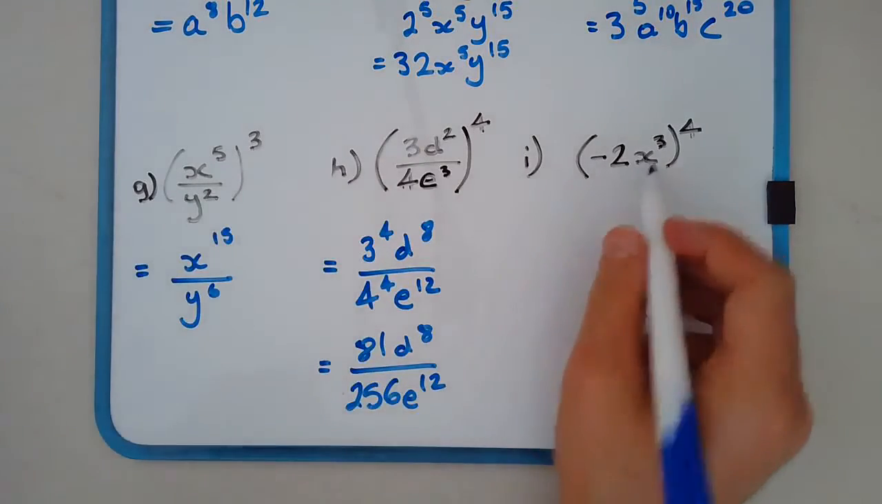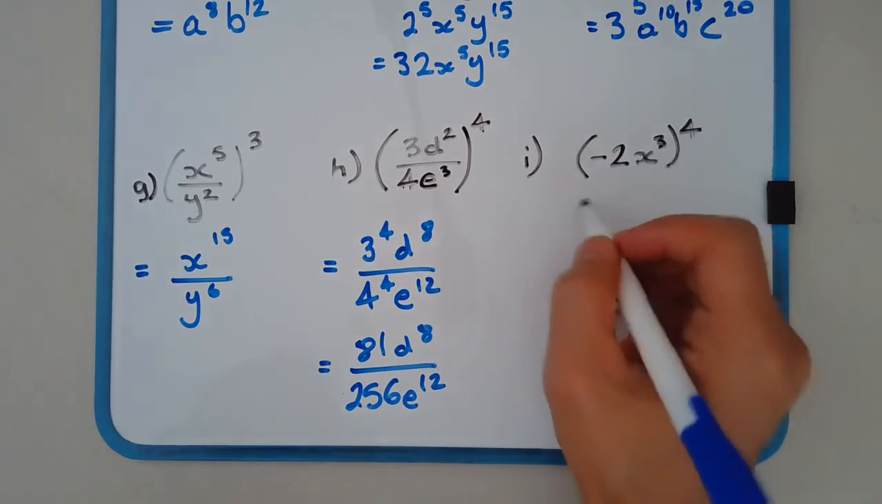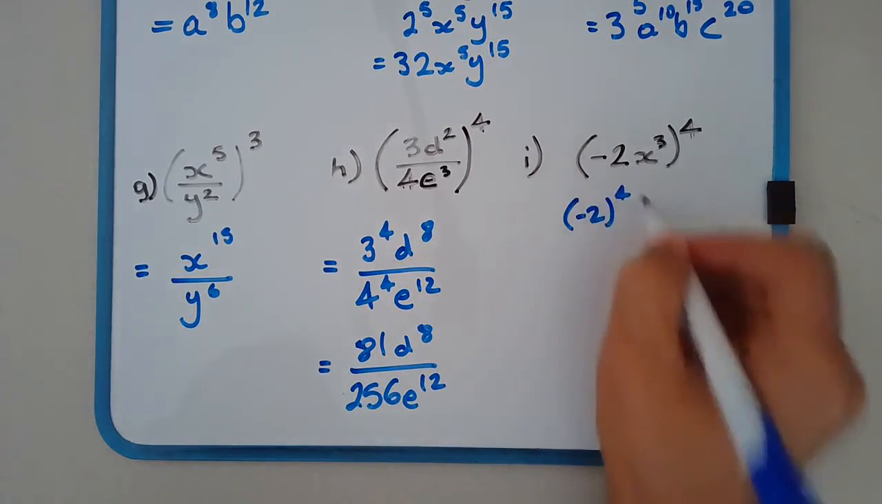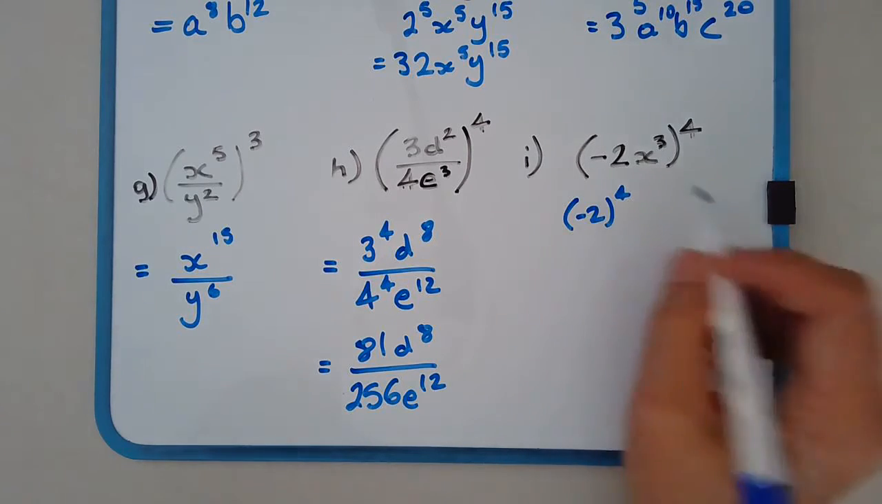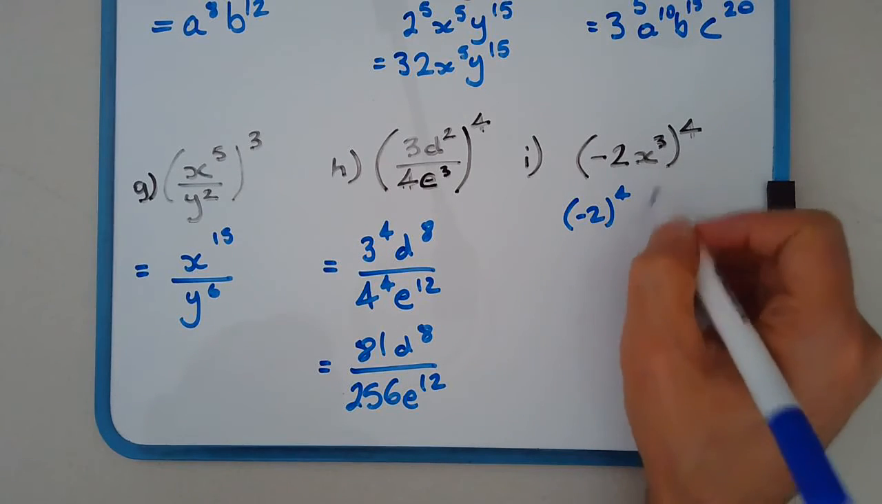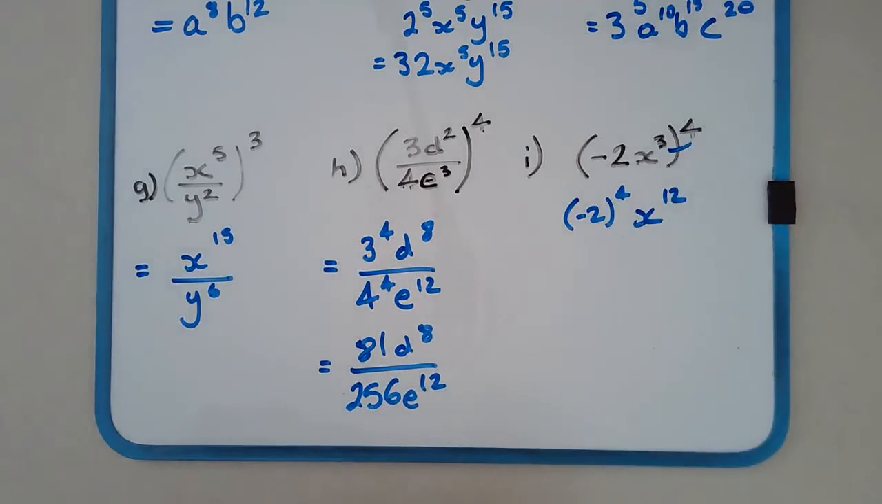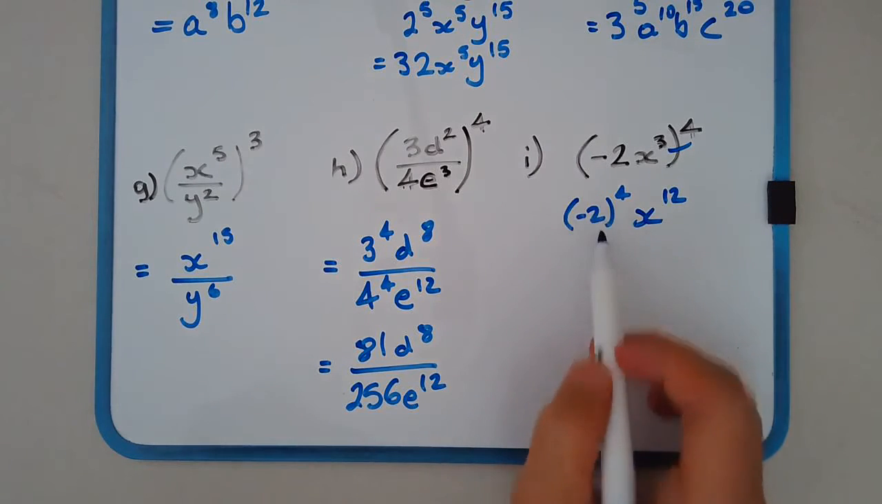And the last one, part I, negative 2 x cubed to the power of 4. So that's a negative now. Negative 2 to the power of 4. We'll work out what happens there when you've got a negative. And then you've got x cubed to the power of 4. So that's x to the power of 12. 3 times 4 is 12. So let's see what happens here.